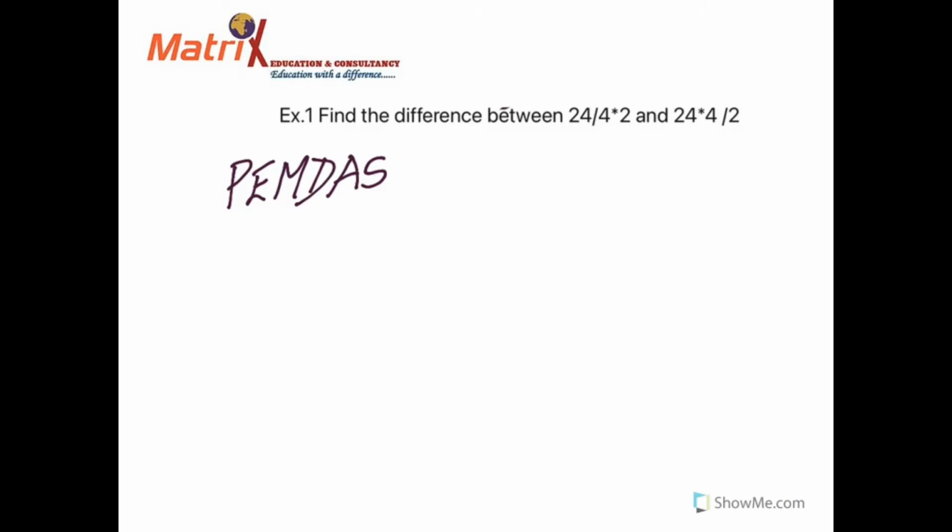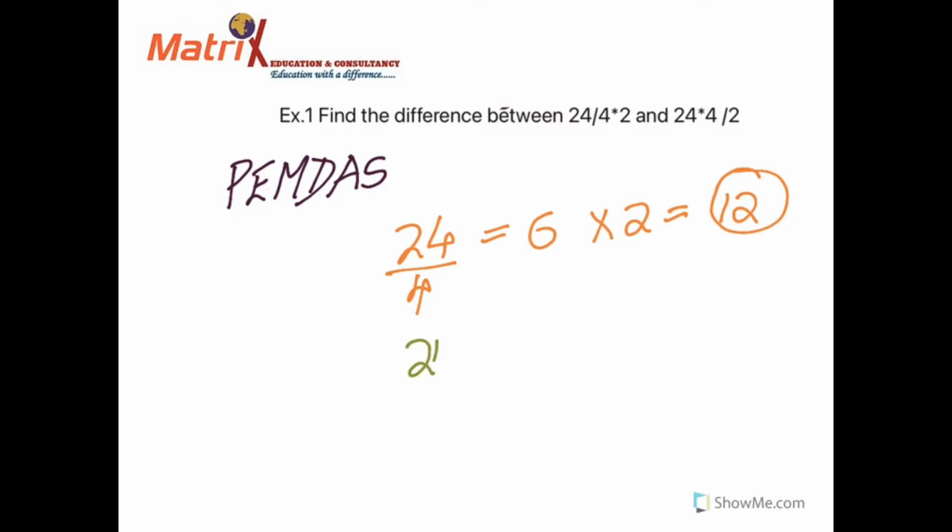So let's see how we first simplify. 24 divided by 4 gives me 6. I do 6 times 2 and that gives me 12. Now, next, I have 24 times 4 which is 96, and that's divided by 2, that gives me 48.